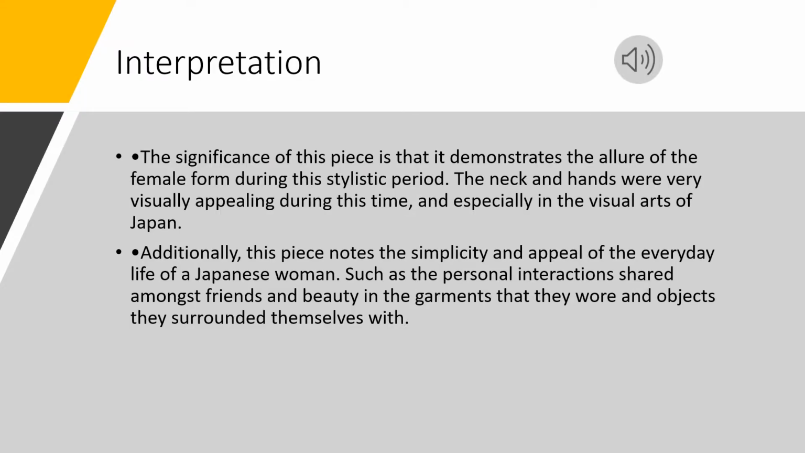The significance of this piece is that it demonstrates the allure of the female form during this stylistic period. The neck and hands were very visually appealing during this time, and especially in the visual arts of Japan. The colors follow a theory of neutral tones with high contrast that adds to the light aesthetic of the overall piece. Additionally, this piece notes the simplicity and appeal of the everyday life of a Japanese woman, such as the personal interactions shared amongst friends and beauty in the garments that they wore and the objects that they surrounded themselves with.